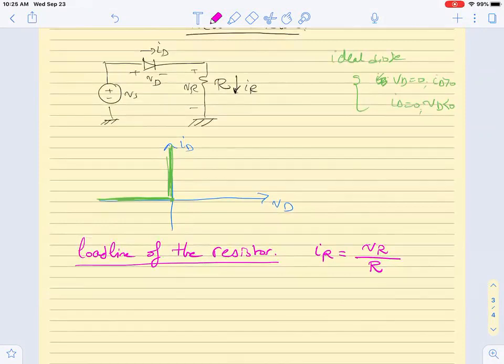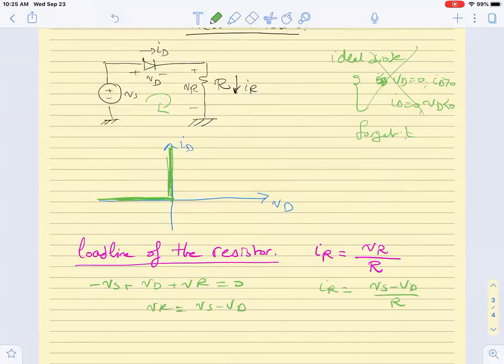Forget about whether the diode is on or off, independent of that, before we say short circuit or not. KVL: what is VR by KVL? If I do KVL here in the loop, you would say minus VS plus VD plus VR equal to zero, without knowing the model. Forget about the model now. So VR equals minus VD, VS minus VD. So IR is equal to VS minus VD over R.